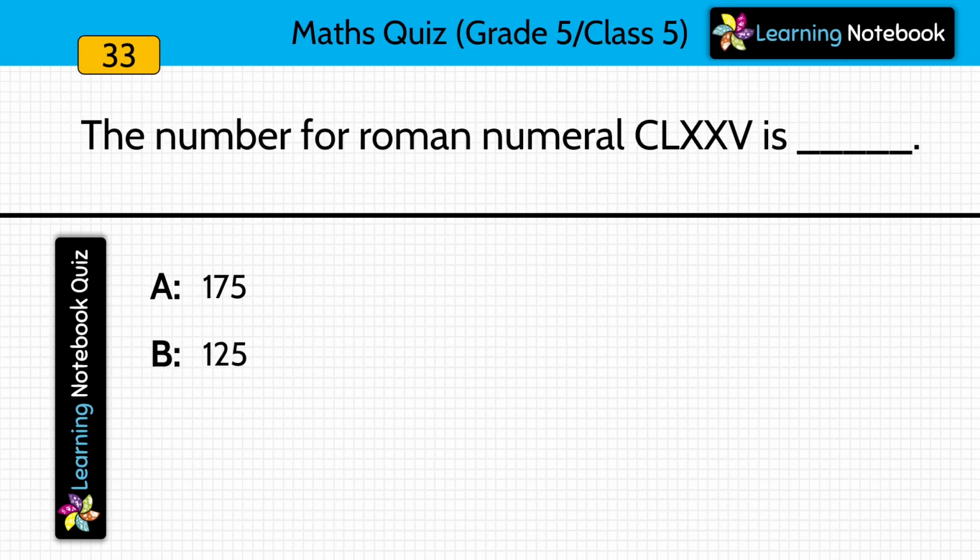The number for Roman numeral CLXXV is dash. For this you should know which symbol stands for what number. Answer is 175. How did we find this? Because we know Roman symbol C stands for 100, L equals 50, X means 10 and V stands for 5. So we have added these numbers and we have got the answer as 175.